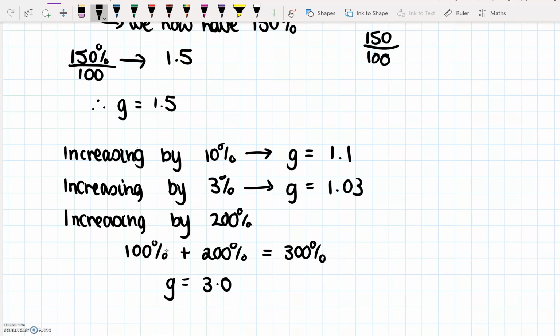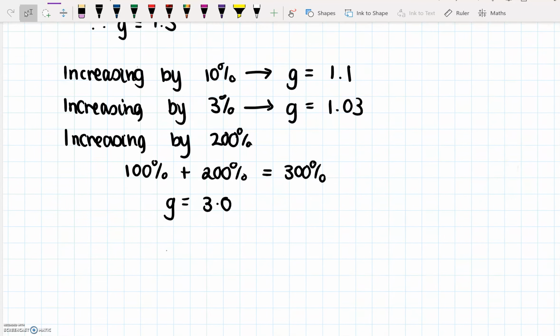All right, so this is how it works with increasing. Basically, we're always working around 1. 1 is what we have. We have 1 of something. If we increase it by a certain percentage, we add to that. Okay, so we're adding to 1. All right, it works the opposite way with decreasing.